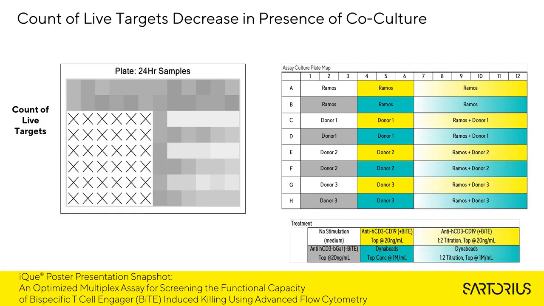The count of live targets and target membrane integrity are crucial metrics in any killing assay. On the left is a heat map demonstrating the count of live targets at 24 hours. The light to dark color shading indicates a low to high metric result in the heat map. On the right, for your reference, is the culture treatment plate map to see the correlating results. Of note, the excluded wells marked with an X are not shown as these wells did not contain target cells.